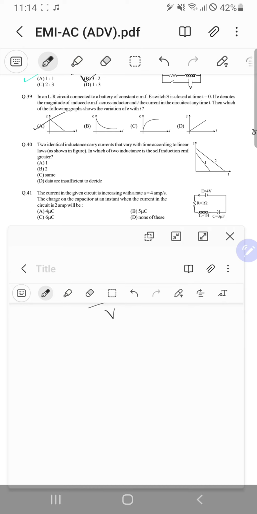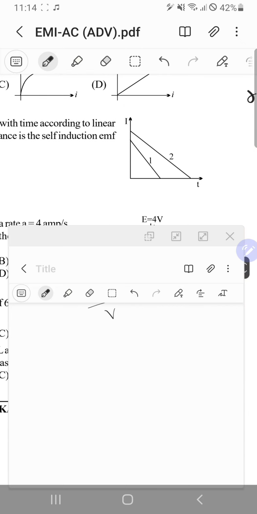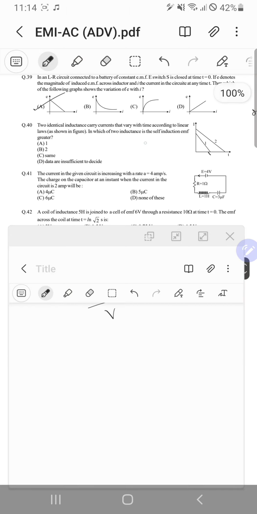If these are identical, of course, then just look at the di by dt, which is more like the negative slope. So this one has more negative slope and this one has less negative slope. That means this has higher voltage, of course. So the first one has more. The self-induction EMF is bigger, while the self-inductance is equal. So one is more, I think. That makes sense.